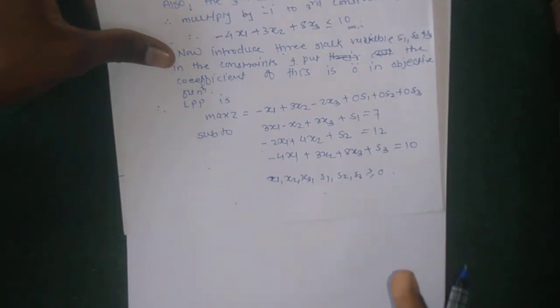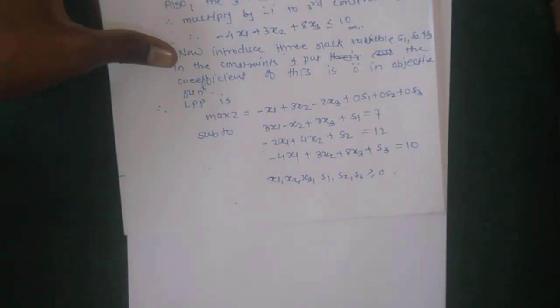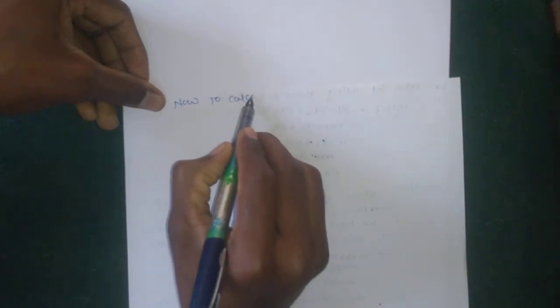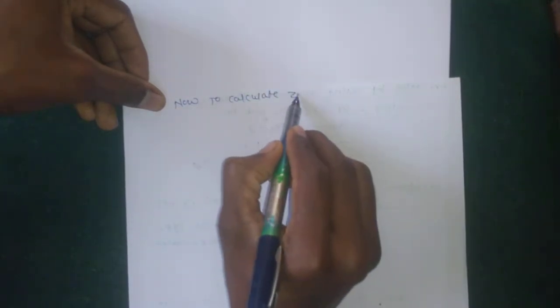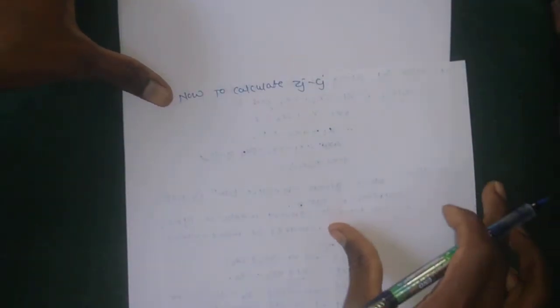And now we have to find the Zj minus Cj. Now to calculate Zj minus Cj, we draw the simplex table.